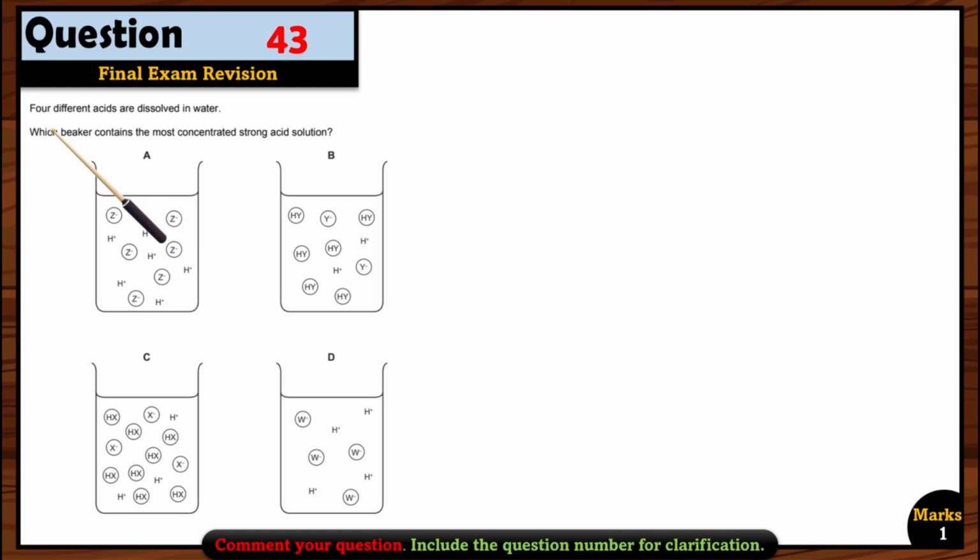Okay, let's see another question. 4 different acids are dissolved in water. Which beaker contains the most concentrated strong acid solution? So first of all, we have to find the strong acid and also that is concentrated.